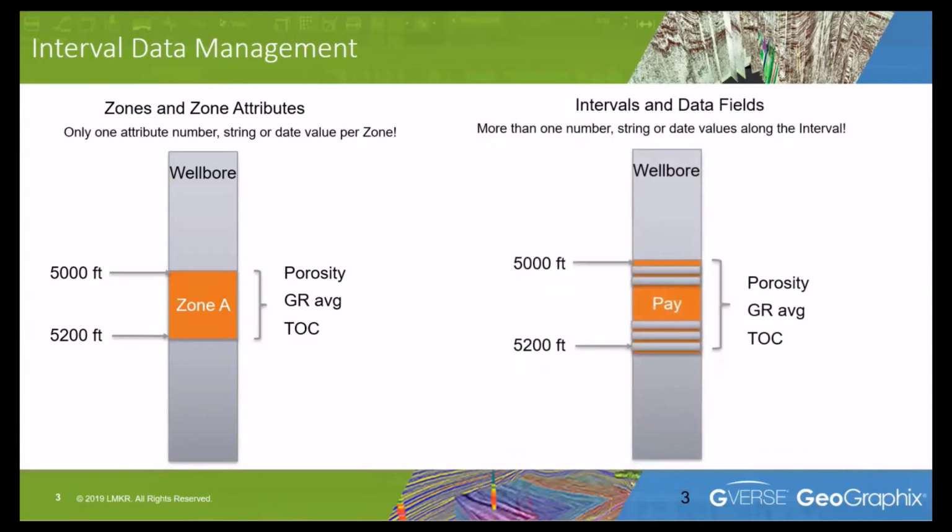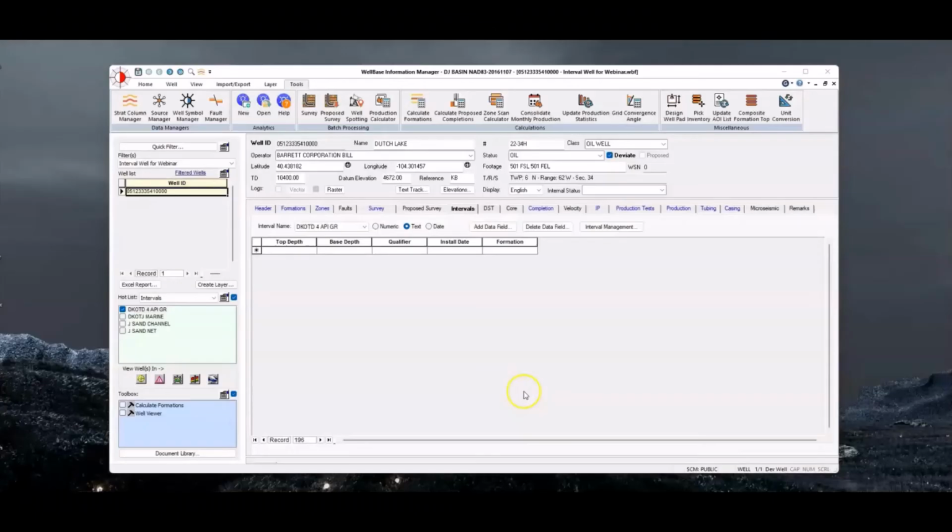With intervals and data fields, you can assign more than one number, string, or date value along the interval. Here we have an interval called pay, and we have a number of data fields associated with it: porosity, gamma ray, organic carbon. But I can assign a porosity at every 1 foot interval along that pay. So that's the difference between how we handle zones and zone attributes in Zone Manager and our new interval and data field feature in the 2022 release.